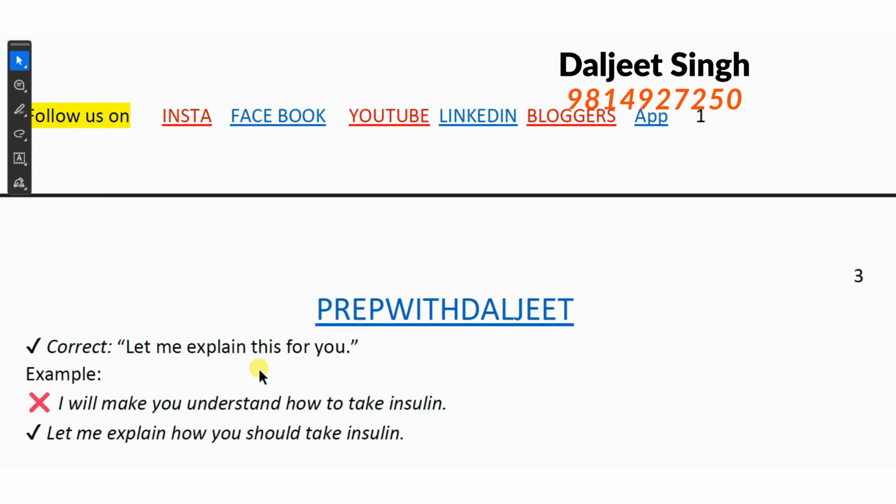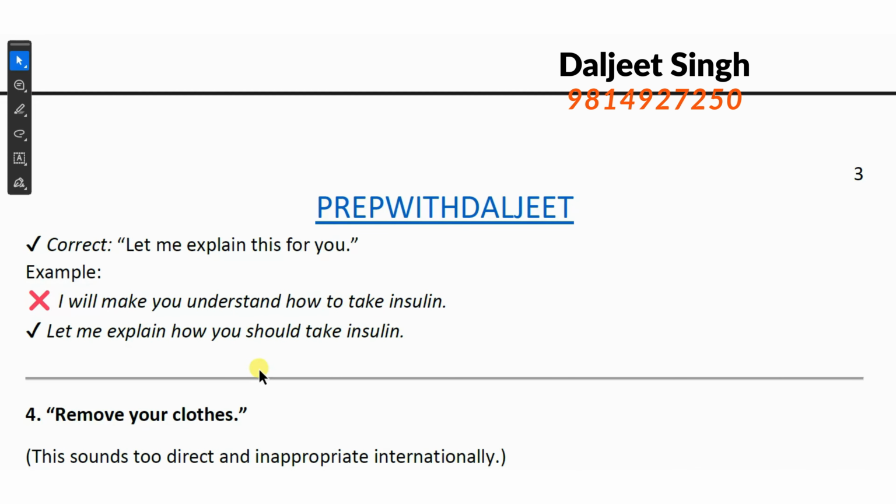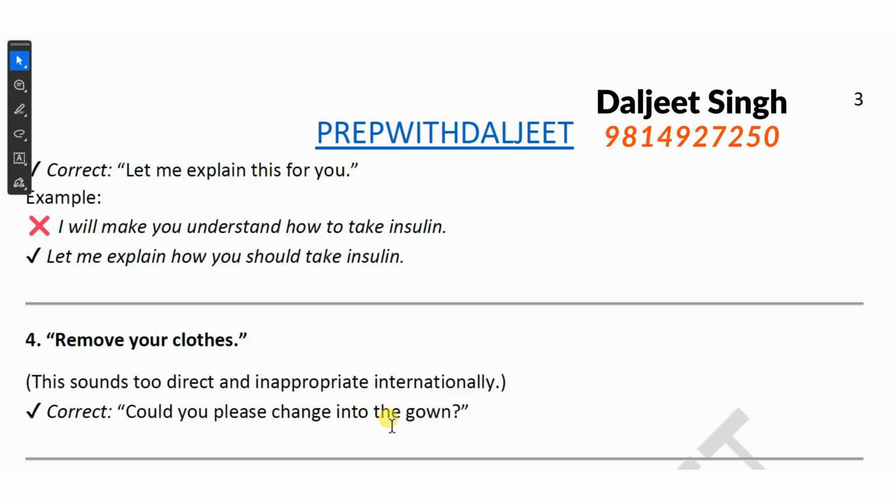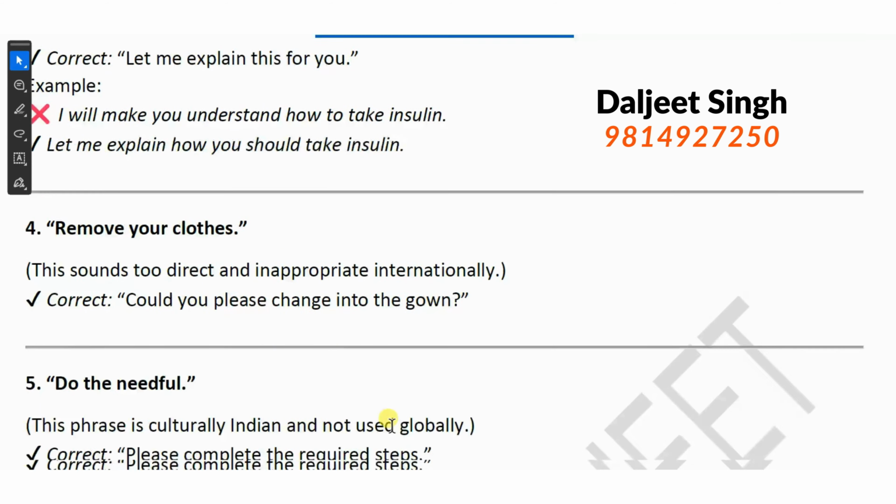Here, I will show you some sentences and you can practice what you need to do instead. Instead of "I will make you understand how to take insulin," say "let me explain how you should take insulin." "Remove your clothes" sounds too direct and inappropriate internationally. Instead, say "could you please change into the gown?" Change into the gown means gown में बदलोगे इसको. Instead of saying अपने कपड़े उतारो.